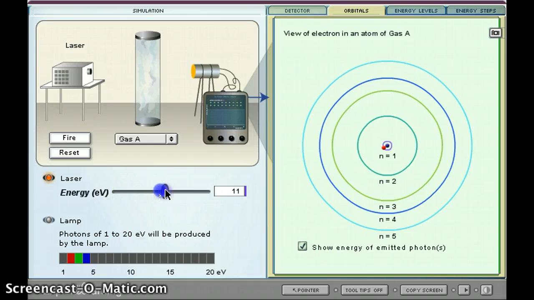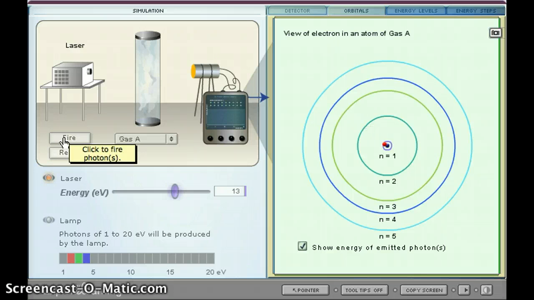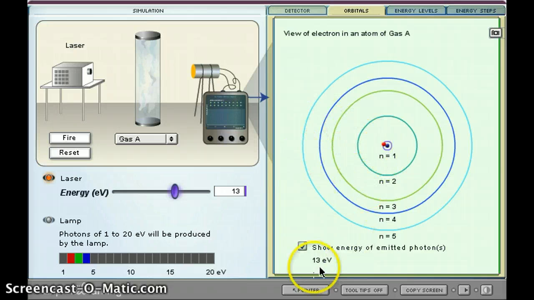Let's move this up to 10. Nothing happens. How about 13? Oh, so that time we got some movement. Let's fire it one more time at 13. That was a big jump out and back, 13 electron volts. So you have to fire just the right amount of energy.